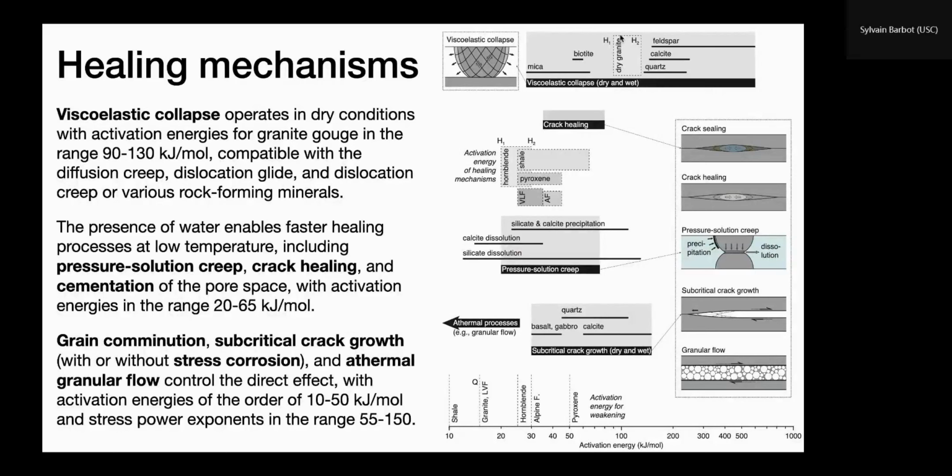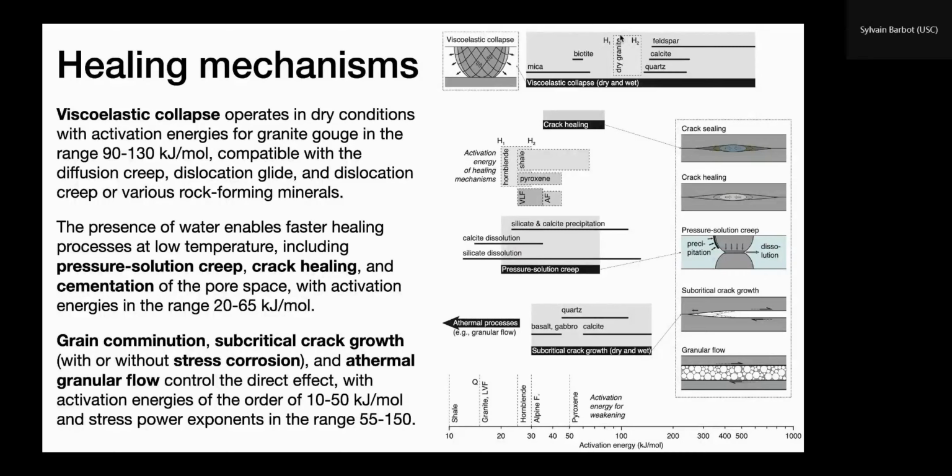The direct effect activation energy Q is quite low. For example, for shale, it's 10 kilojoule per mole. There's not a lot of processes that are well identified that have such a low activation energy. So my interpretation is that it's an effective value that includes some athermal processes that are not thermally activated. These are basically transport mechanisms. So when you move something from A to B, it's not thermally activated.